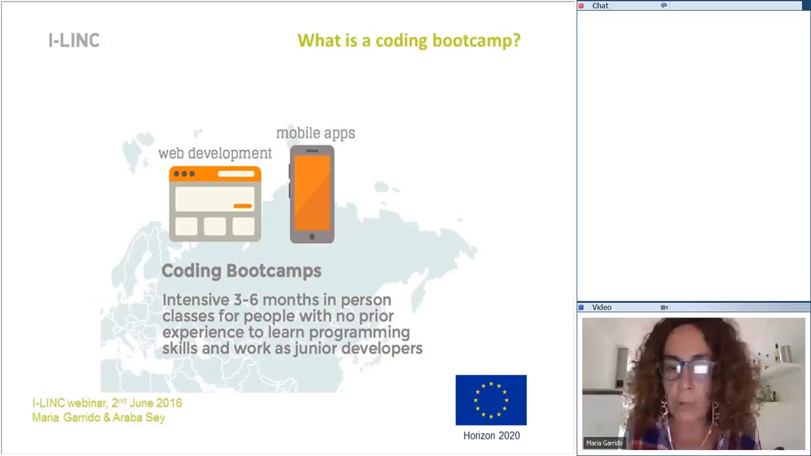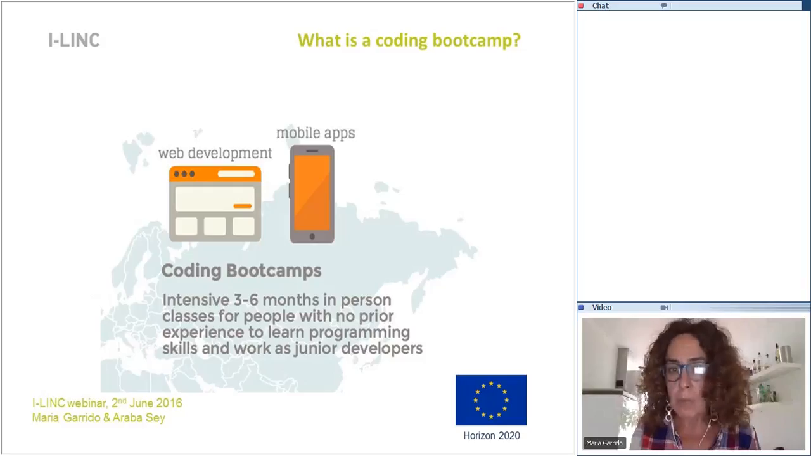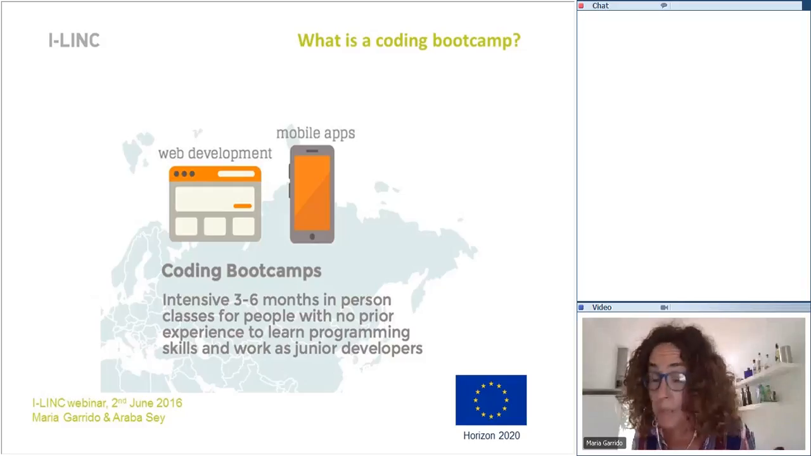So what is a coding bootcamp? Coding bootcamps take very different forms and shapes. It depends on the length, it depends on the objective, it depends on many things.